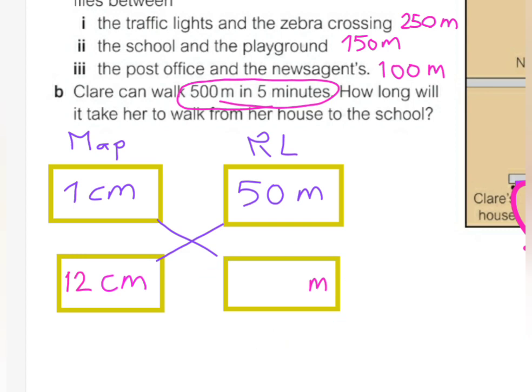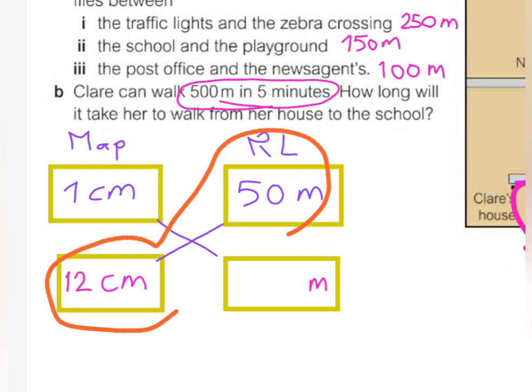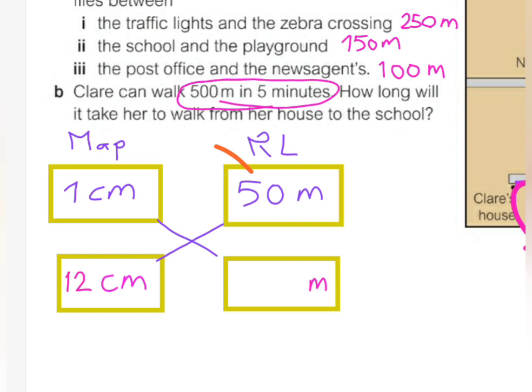Now, how can I find this? By using the X method. I will multiply the ones connected with a line and then divide by the number that is not connected to them. So I'm going to multiply 12 by 50 to get the real distance here. 12 multiplied by 50, we have to use the calculator for that. Let's use the calculator and then come back. 12 multiplied by 50, and the answer is 600.